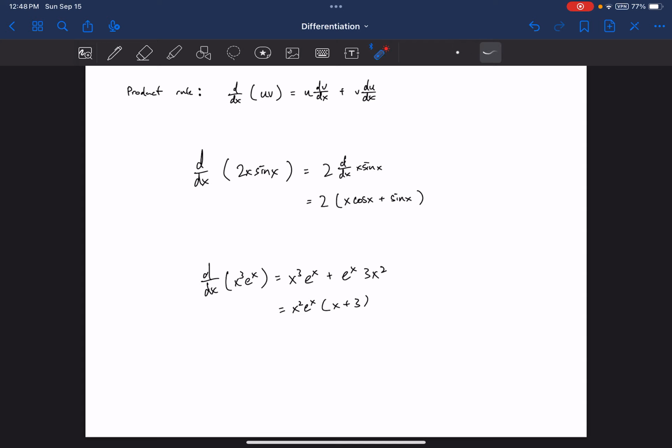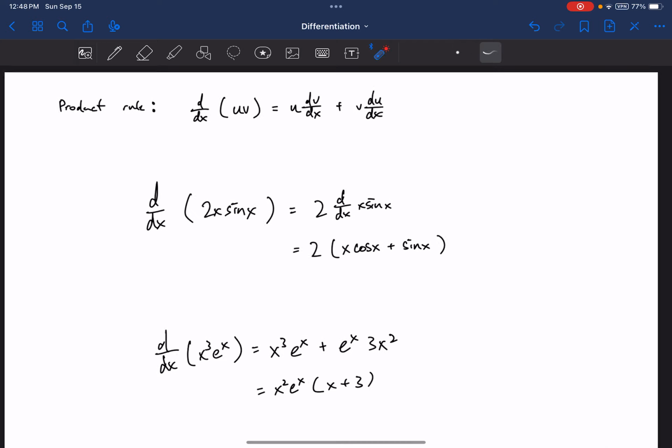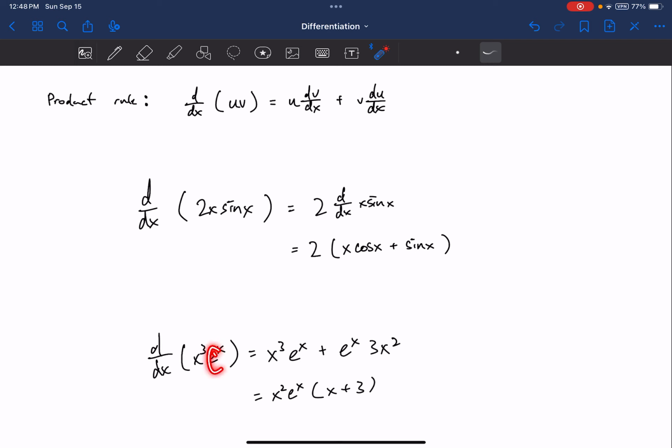Now, you'll realize that whether you take the right side, which is the v or u first, it doesn't really matter because this is addition and it doesn't change anything, right? So whether you want to take the u out or the v out first, totally up to you.